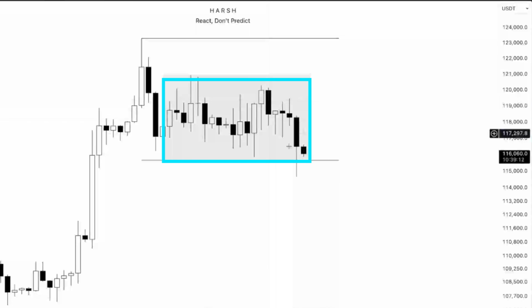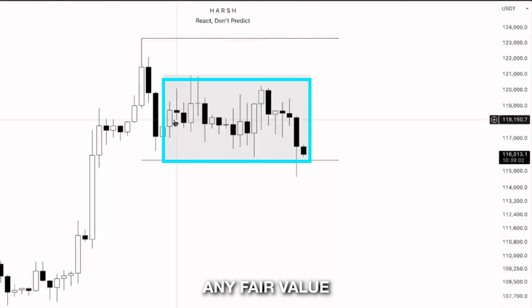So here, if you look at this time frame perspective, we can see the market is ranging right now. There's no trade to offer. The market is not offering us any fair value. So in conditions like this, you should definitely avoid trading.